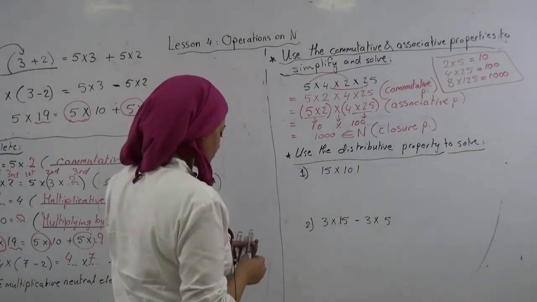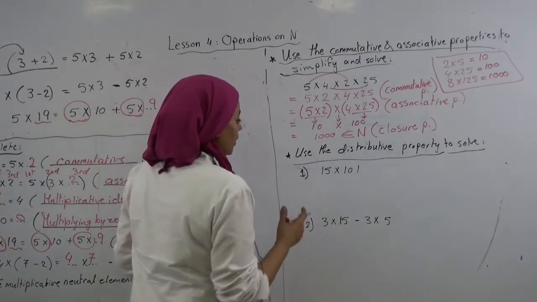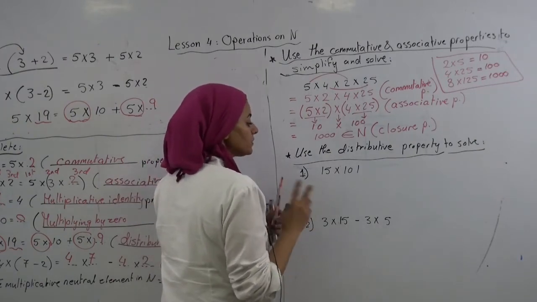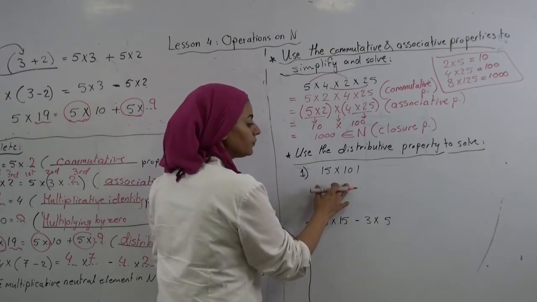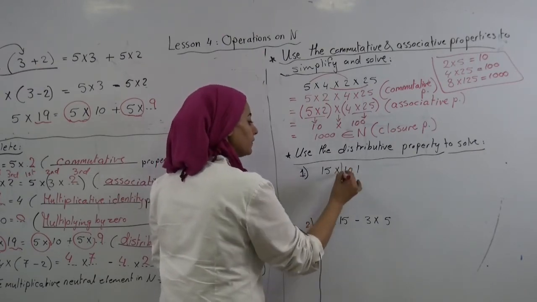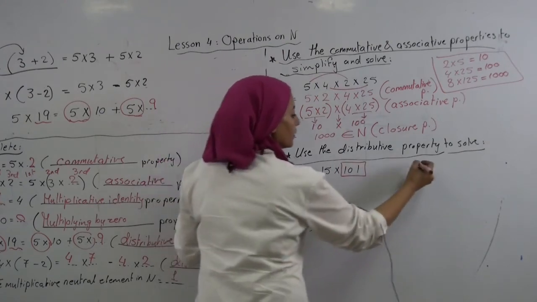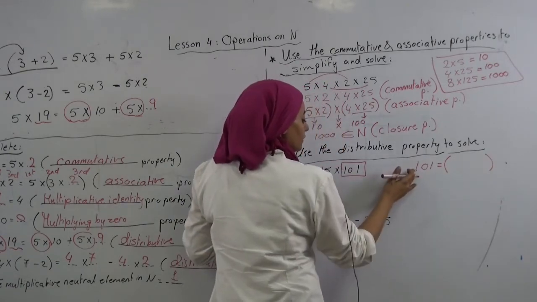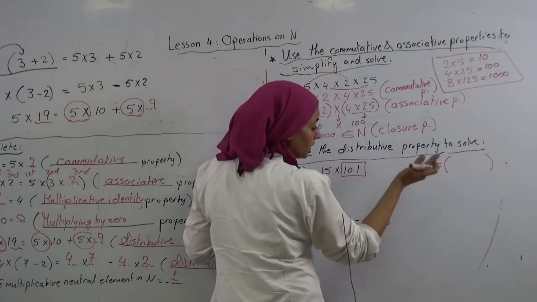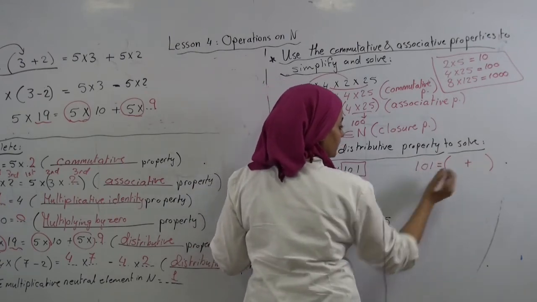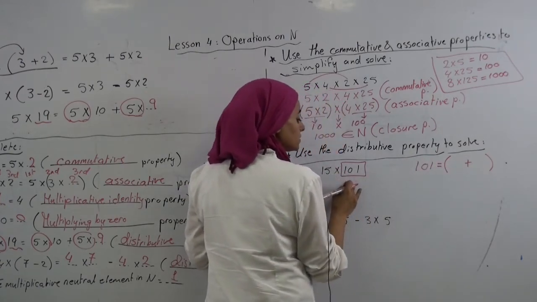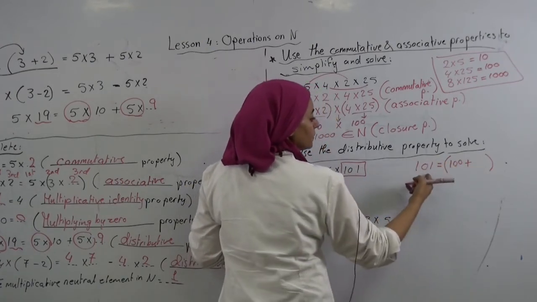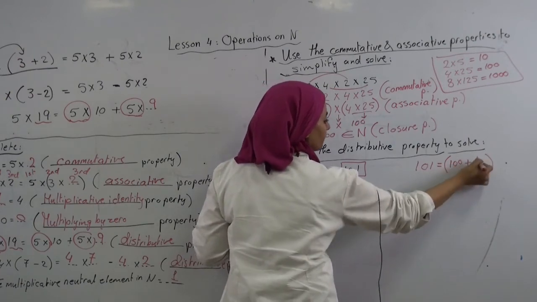We are going to use the distributive property to solve. We have 2 kinds. The first kind is where we are going to choose a number to decompose it into 2 numbers. If we have a number near to 100 or 1000, it will be the number that we are going to decompose. 101 is equal to, open brackets, to decompose it. If the number is near but bigger, near but more, it will be plus. We choose 101 because it's near to 100, so the first number must be 100. And then 101 is equal to 100 plus 1.